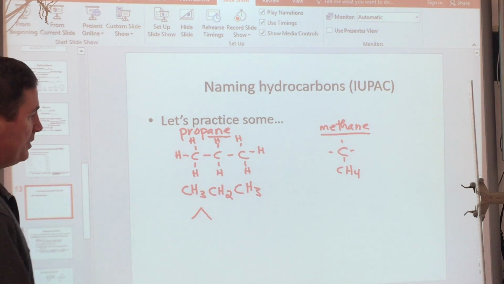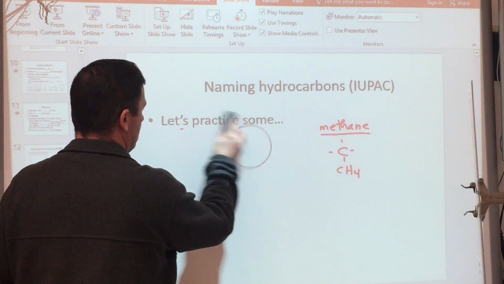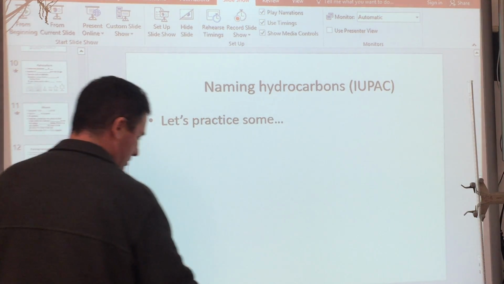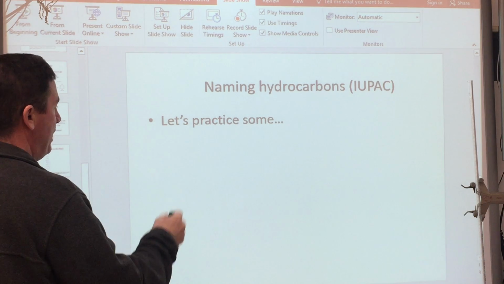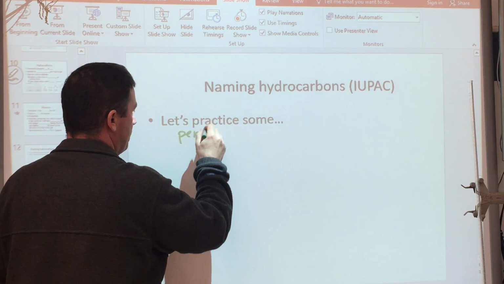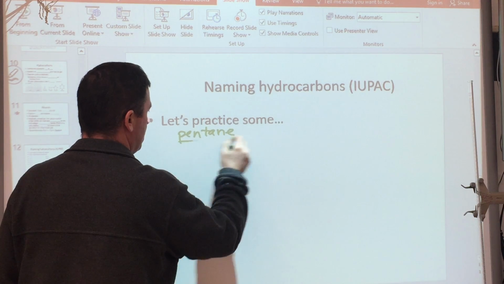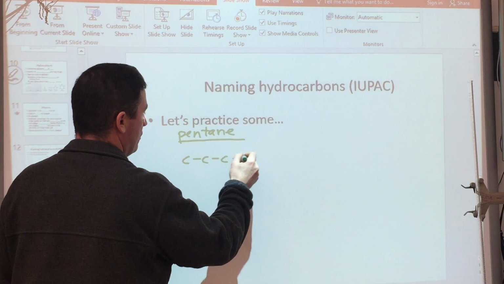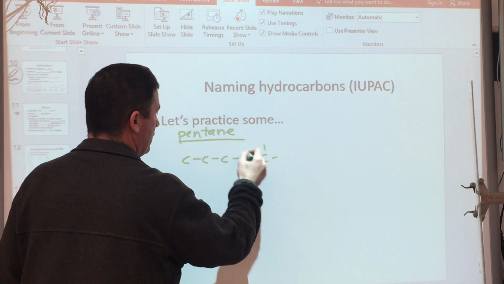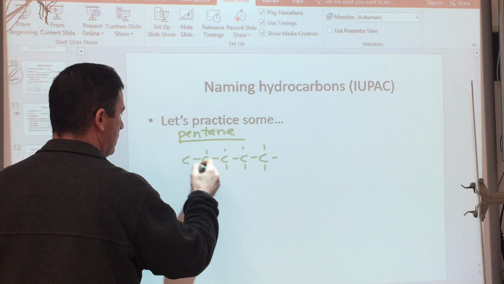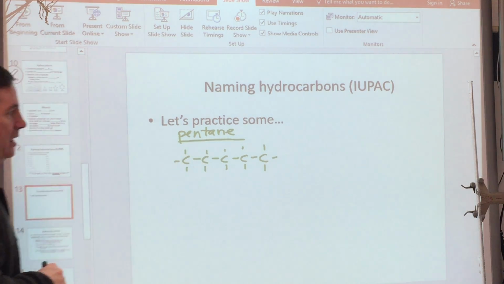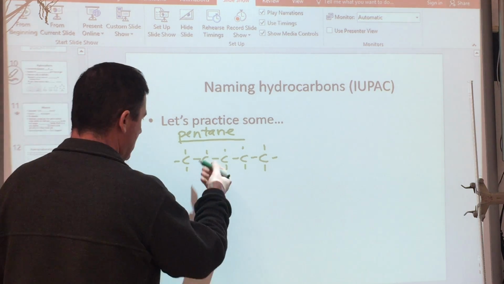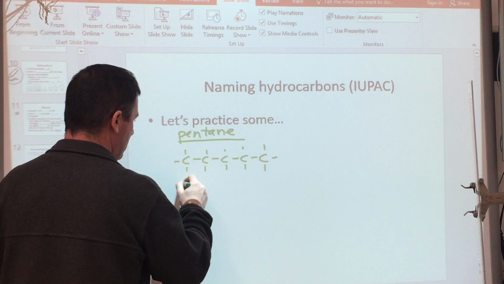All right, let's go up the chain. I'm going to put these in the same spot. You can put them down below. Let's try pentane. Pent, you know, means 5. 1, 2, 3, 4, 5. Fill it in. Here's pentane. Its condensed formula.